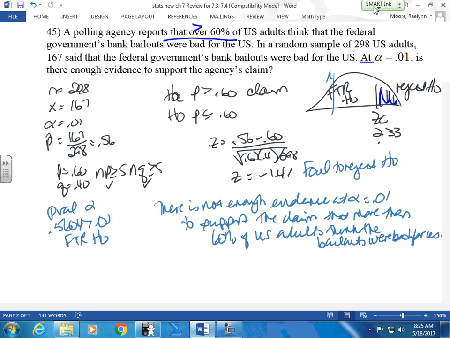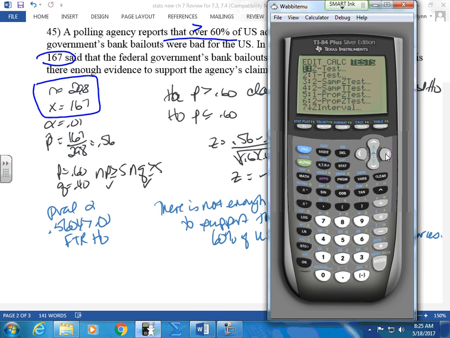I pull out my sample information. Here's my sample, 298 students. 167 of them said the bailouts were bad. So this is the piece of information that they gave me. If I use my calculator, it fits in perfectly. Let's go to your calculator for this. Stat test. I'm in a one proportion Z test. So I have my proportion statement, 0.60. Make sure you use decimals for this. My X is 167 out of 298, right? I am a greater than tail, and I'm going to calculate.